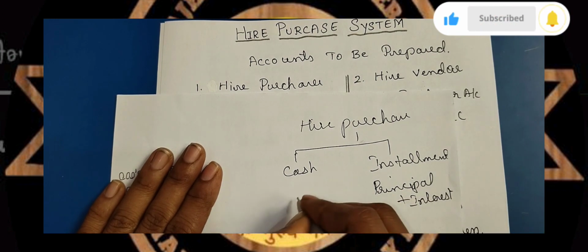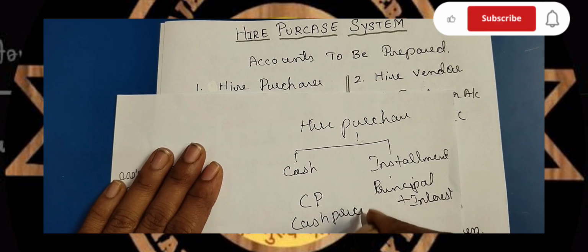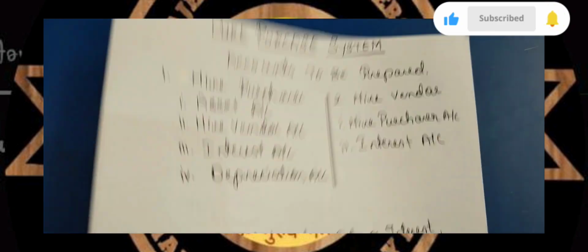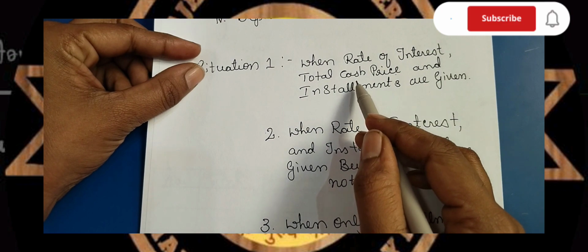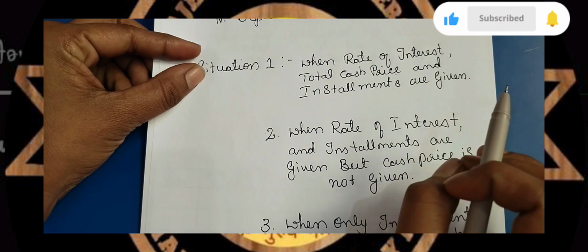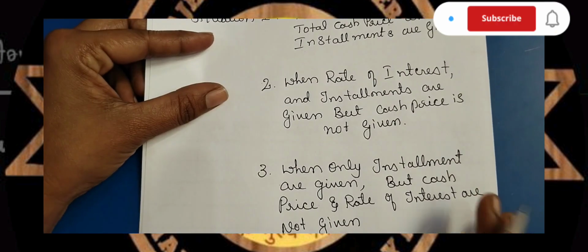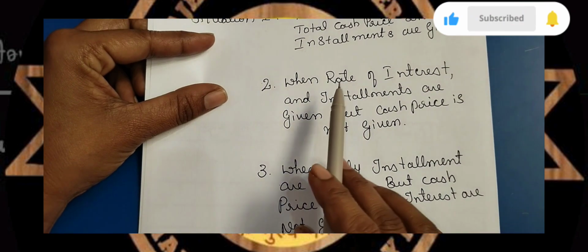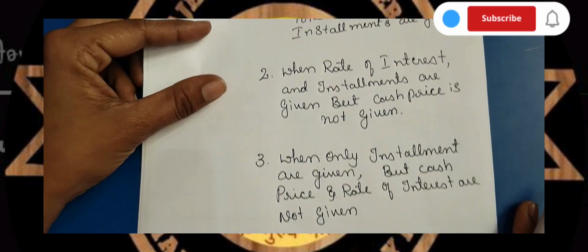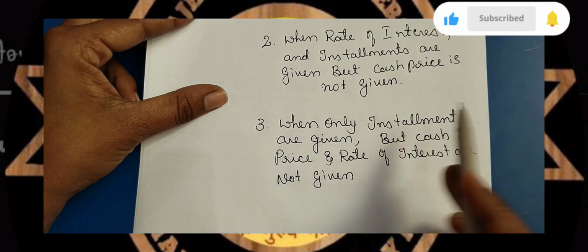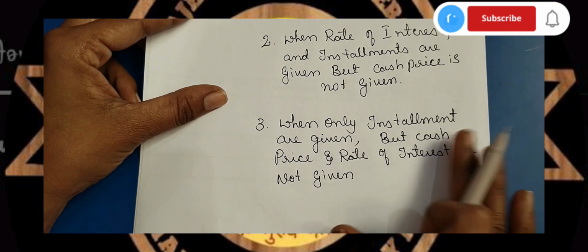This will be paid on the cash price. We have different situations or scenarios. When the rate of interest, cash price and installments are all given, you need to calculate only the total interest amount you are supposed to pay. So this is very easy. The second situation is where the interest rate and installments are given, but you need to calculate the cash price. The third situation is when only the installments are given, and you need to calculate the cash price as well as the rate of interest.